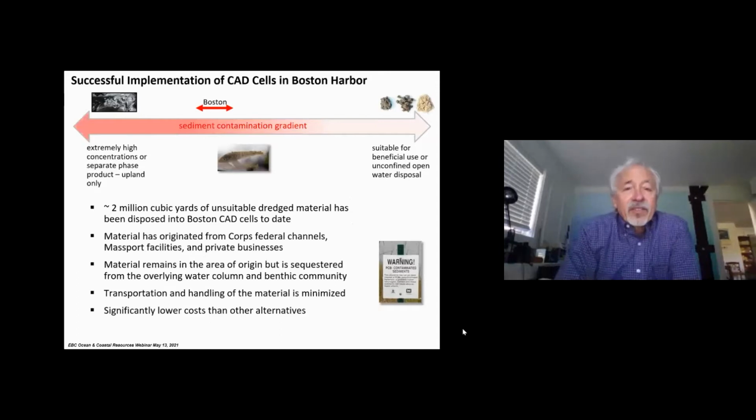If we drop back to say, sort of, what did we take away from this overall Boston Harbor project? If we look at sediment contamination as being a gradient, where on the right, you've got clean, suitable material, which could be beneficially used, and on the left, we've got very high contamination levels, maybe some separate phase product. Boston fell somewhere in the middle here, maybe a little closer to the contaminated side, because we began to see some toxicity in some of that sediment. But by and large, it was very much a success. This material was sequestered, required very little transportation and handling, so the overall risk associated was fairly low.